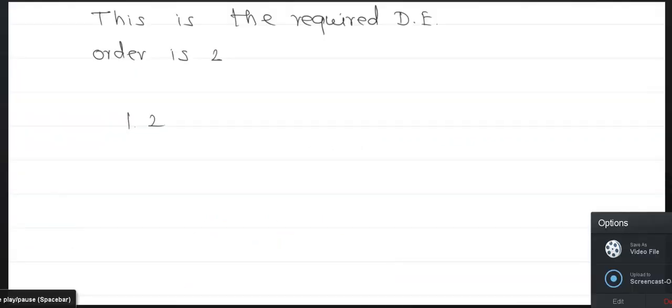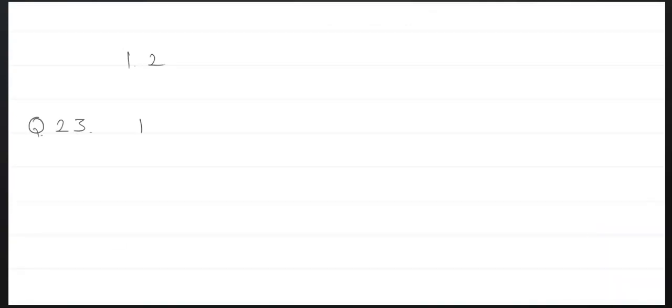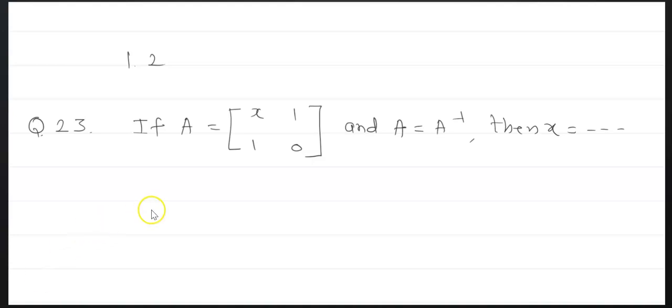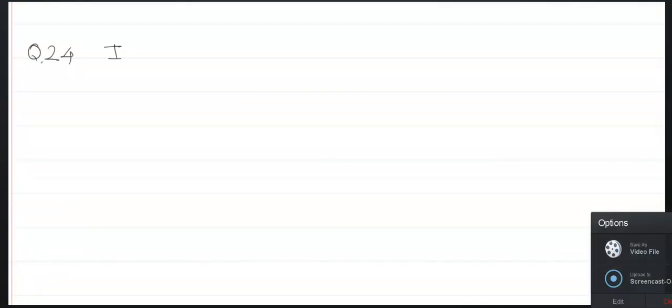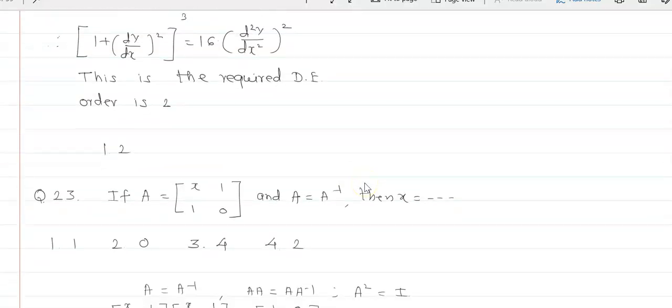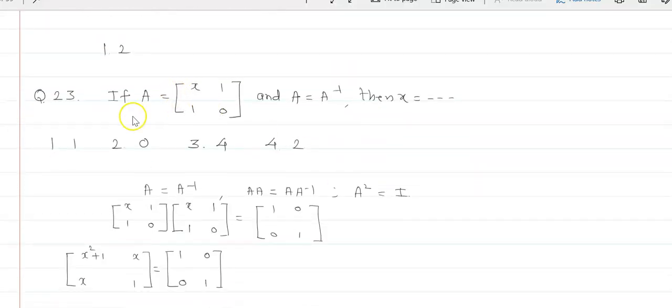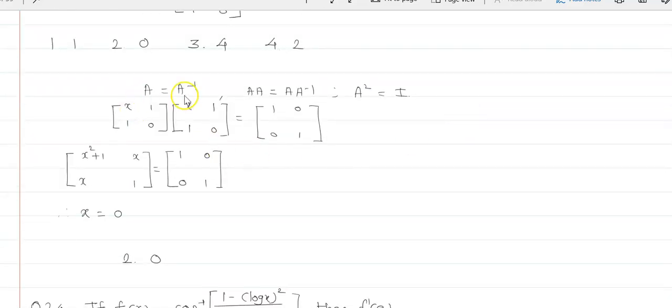Now next is question number 23. If A is the matrix [x 1; 1 0] and A is equal to A inverse, then what is the value of x? First is 1. Now it's clear that A is equal to A inverse.